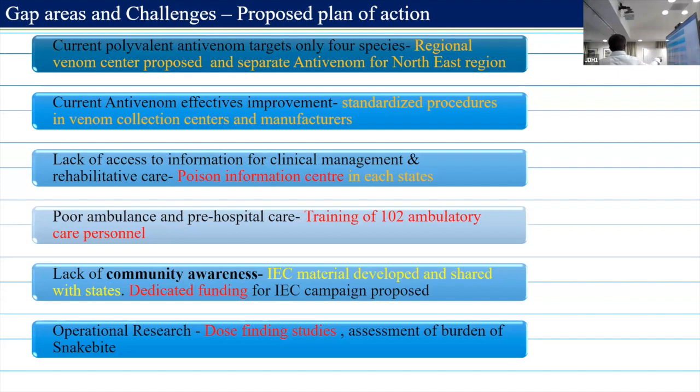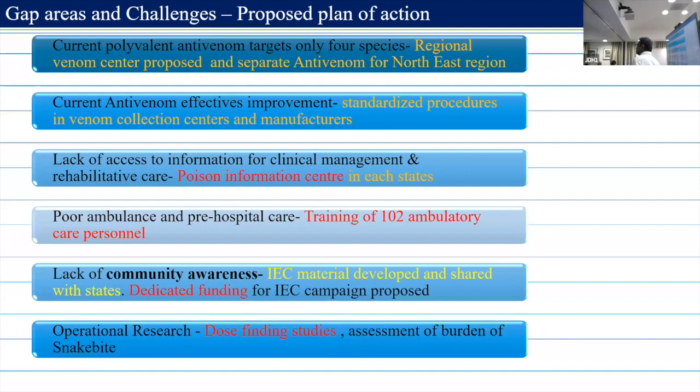Apart from that, there is another part: the ambulance and pre-hospital care. These are the 102 ambulance personnel, and we are going to carry out the training of those persons so that they know how to transport the victim to the health facilities. And lastly, each person should know how to prevent a snake bite. Snakes are actually worshipped in India, so they are taken care of, but people should also know how to prevent snake bites. So we are going to launch a massive IEC campaign.